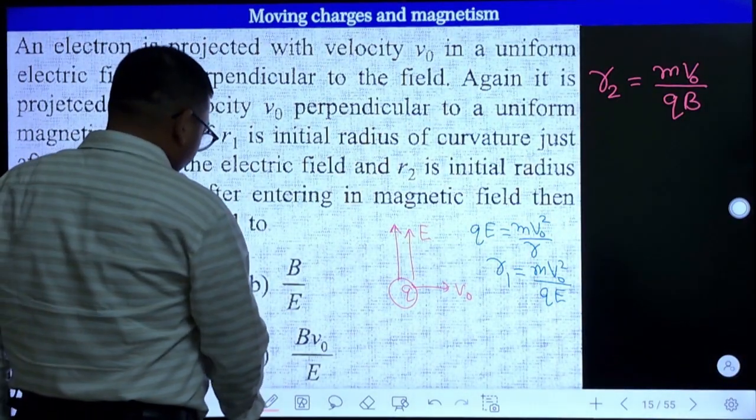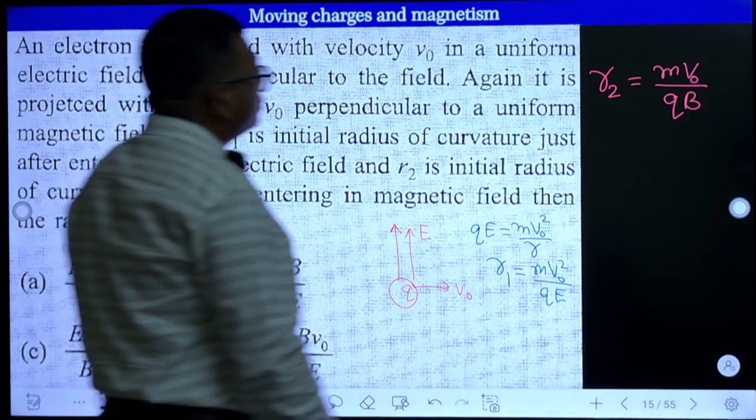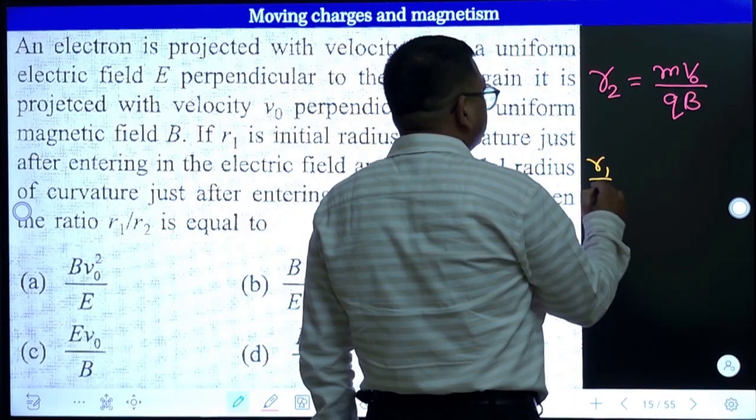Now let us take the ratio R1 to R2. They're asking for the ratio R1 to R2. So take the ratio of R1 to R2.